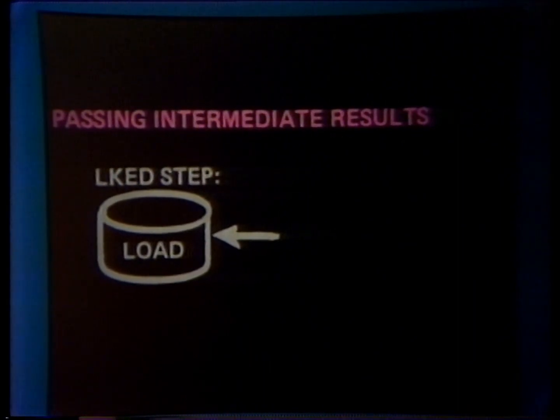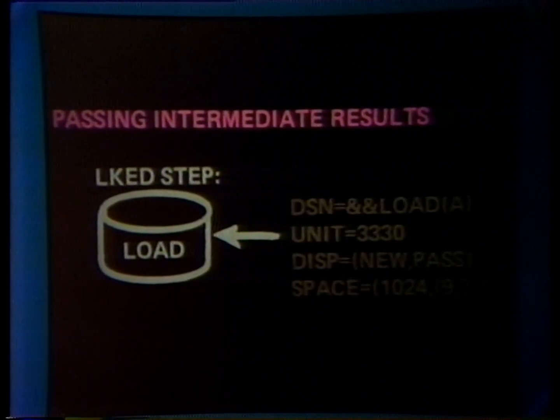The output of the link edit step is the load module. The load module must be on a direct access device because it is a program and must reside in a program library, which we know must be in a partitioned data set on a direct access volume. Creation of the load module is specified in the link edit step by these parameters.